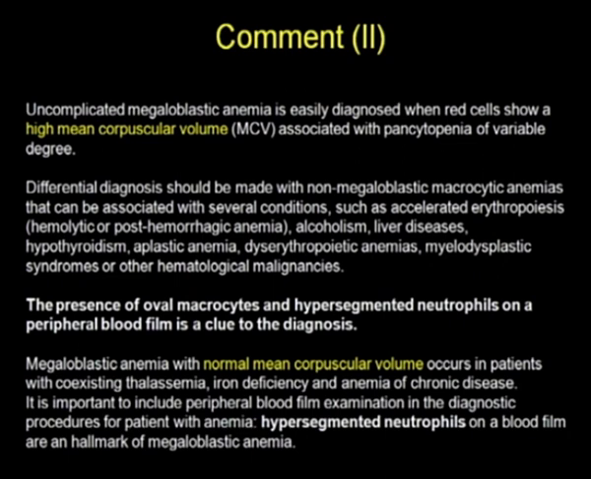Megaloblastic anemia with a normal mean corpuscular volume occurs in patients with coexisting thalassemia or coexisting iron deficiency, or patients with anemia of chronic disease. So it is very important to include peripheral blood film examination in the diagnostic procedures for patients with anemia, and to look for hypersegmented neutrophils on the blood film, which is the real hallmark of megaloblastic anemia.